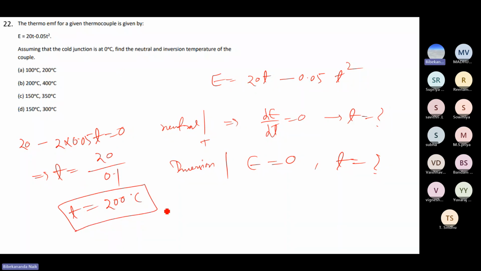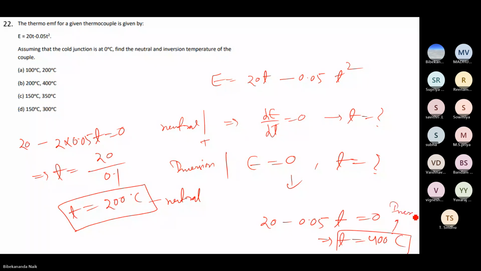This 200 is the neutral temperature. And then putting E equal to 0 for inversion temperature, it will be 20 minus 0.05 T equal to 0. So T will be 400 degrees Celsius. So this is the inversion temperature. So the correct option will be option B, 200 and 400.